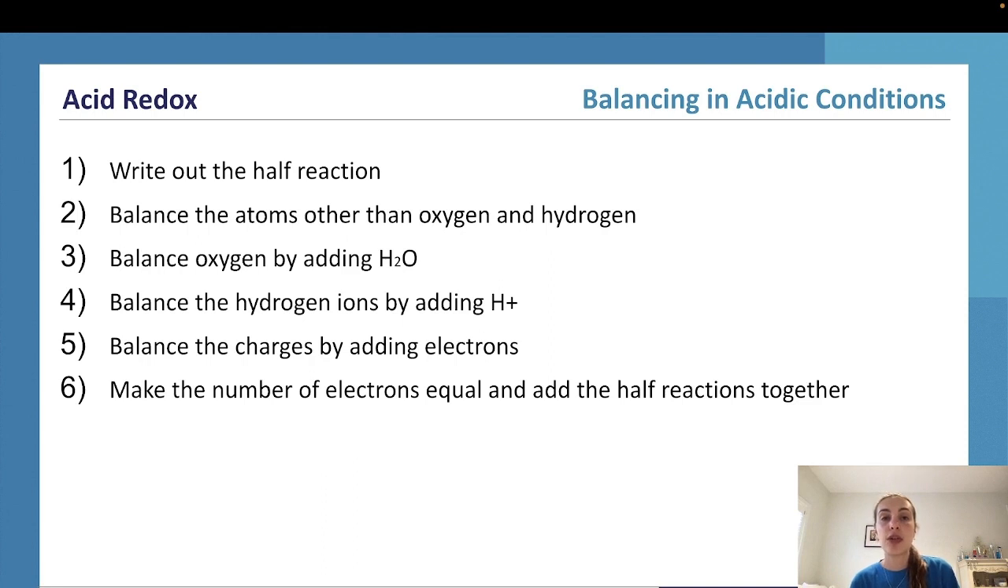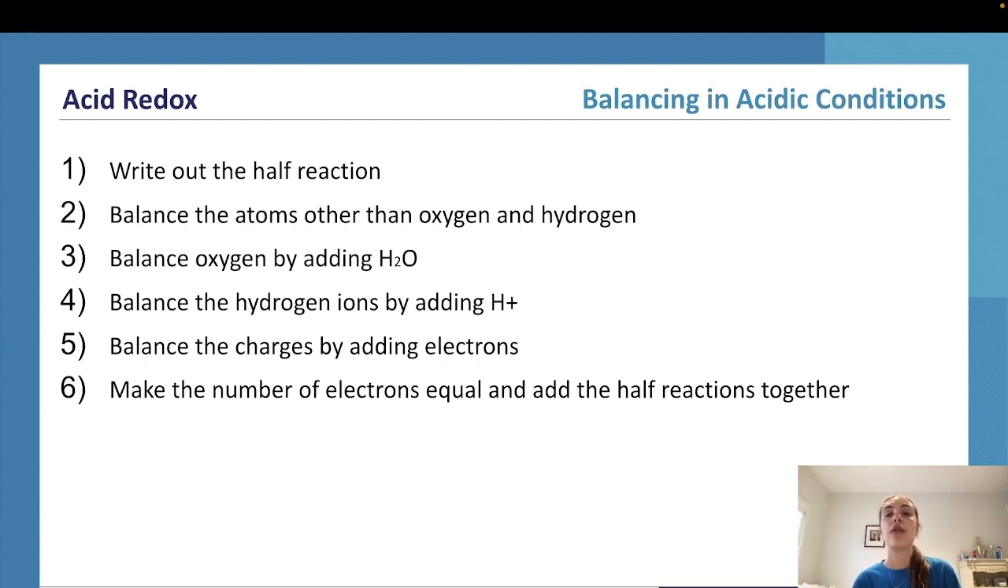The next thing you also need to do with that step 6 is taking away the electrons which you've added to both sides, so that they're balanced, in that you don't have a net change displayed there. So if you have 5 electrons on one side and 5 electrons on the other side, you can cancel those out.